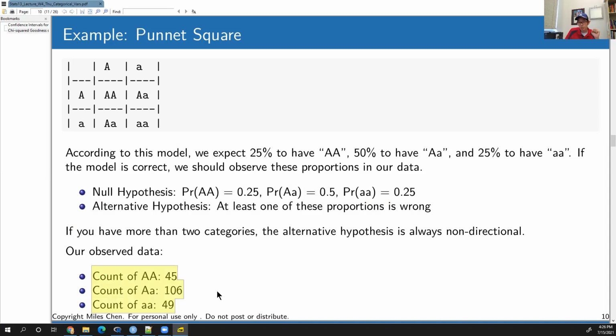And the question is, what kind of counts would we get if the null hypothesis were true? What kind of counts would I expect to get if the null hypothesis were true? So if I told you we had a total of 200 observations, if these proportions were true, we would expect 1/4, 25% of 200, or 50, to be big A, big A. We would expect half of 200, or 100, to be big A, little a. And we would expect 1/4 to be little a, little a.